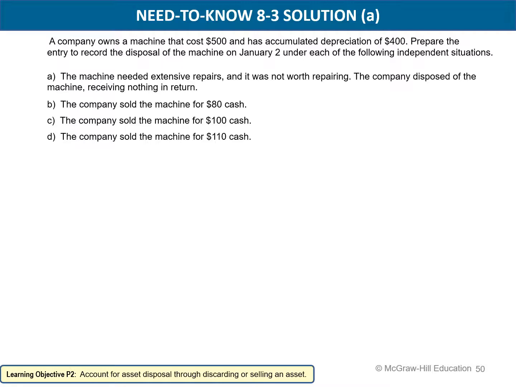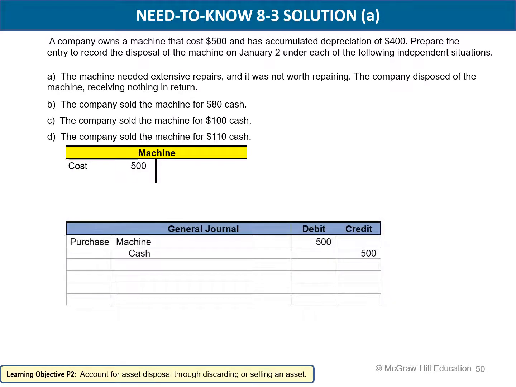All right, so a company owns a machine that costs $500 and has accumulated depreciation of $400. Prepare the entry to record the disposal of the machine on January 2nd under each of the following independent situations. All right, so we got a machine for $500, cash out the door for $500 when we bought it, right? Then we have accumulated depreciation of $400, they tell us, over the life.